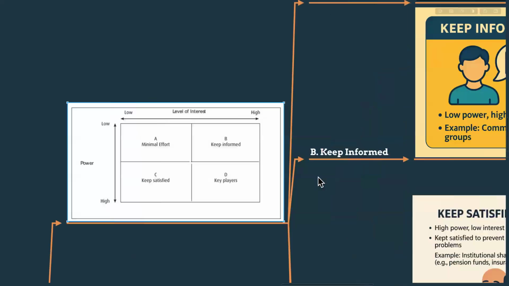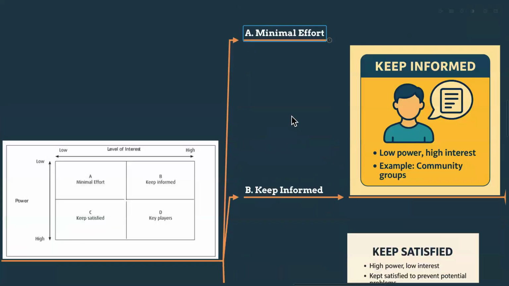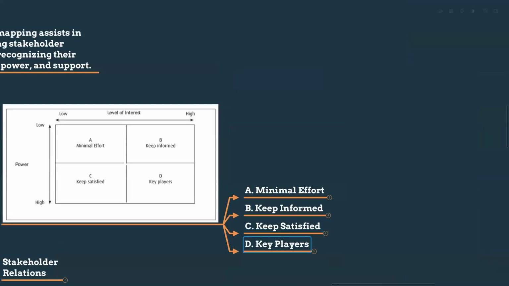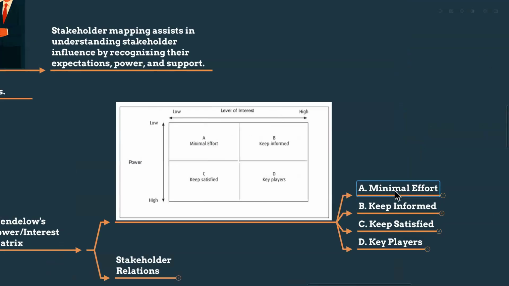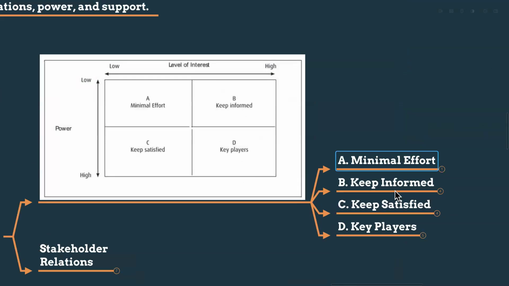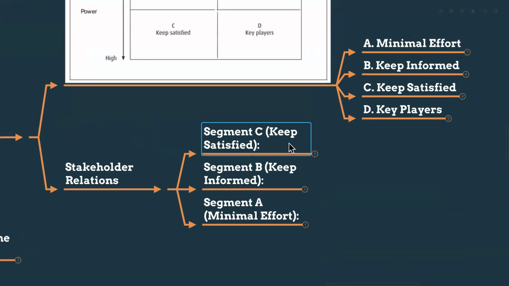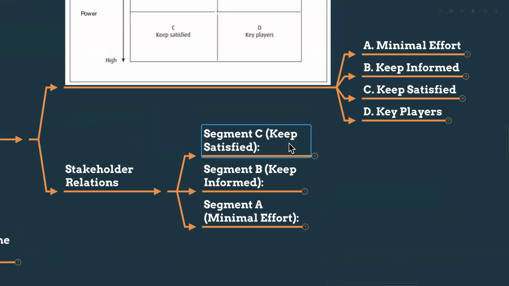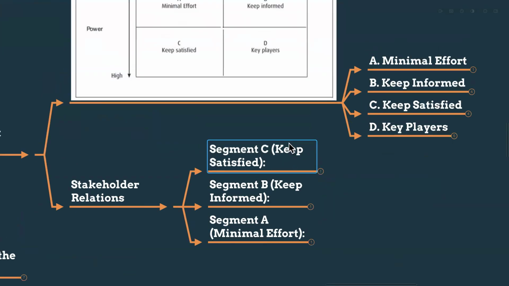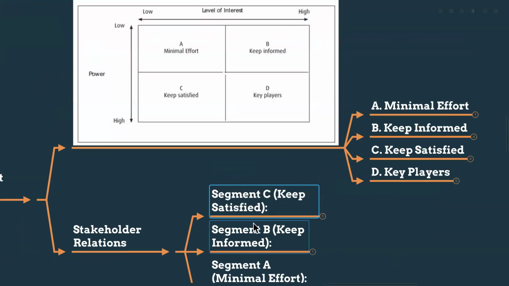So this is how we are separating our stakeholder base and giving them a strategical attention, who are having the minimal effort, who are having keep informed only, keep satisfied, and the key players, right? So this is stakeholder mapping. So let's talk about the stakeholder relations. What this means, how to manage these relationships with each stakeholder group, right?